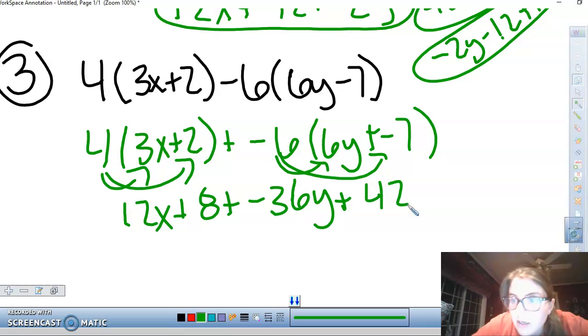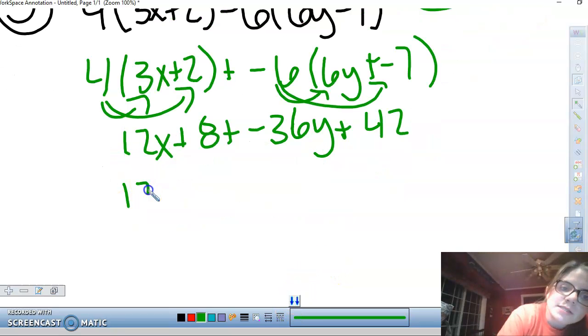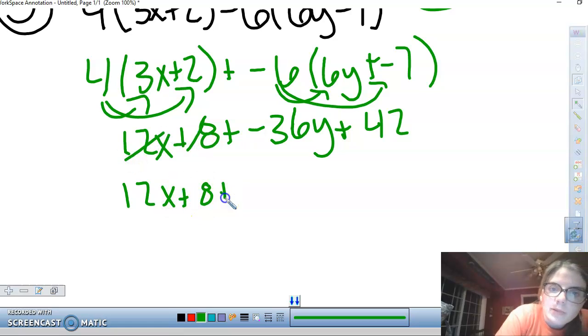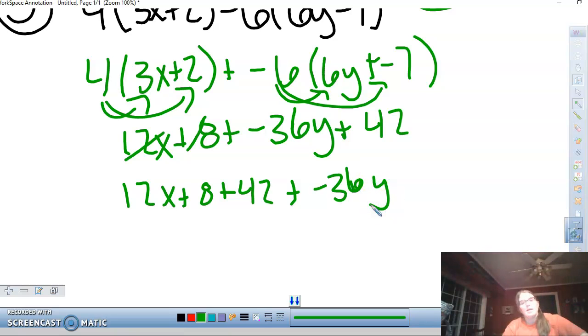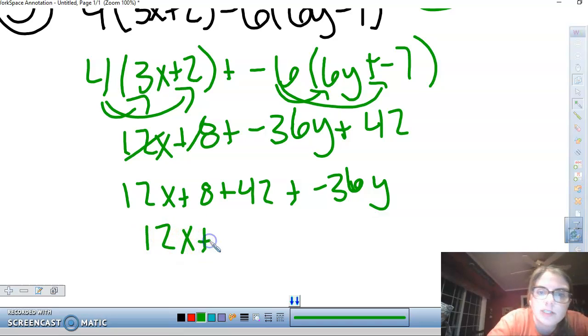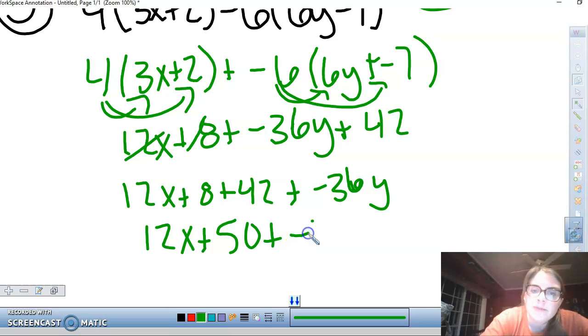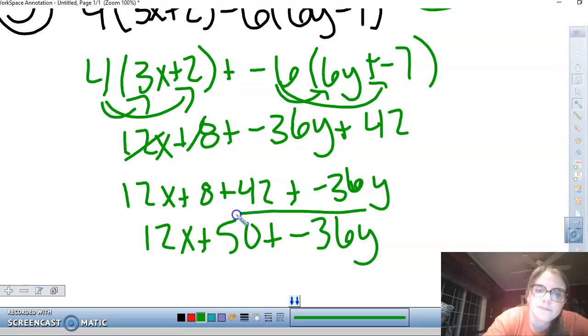So I need to see if I need to rearrange, which looks like I do. So I'm going to start with the first one. Why didn't this go down? All right. So I'm going to have 12x plus 8. All right. Plus 42 plus negative 36y. Okay. So the 12x, I can't do anything with that, so that's just going to stay the same. So I'm going to have 12x plus 42 plus 8, they're the same sign, so I'm going to add. So it's going to give me 50 plus negative 36y is by itself, so that's just going to stay negative 36y.